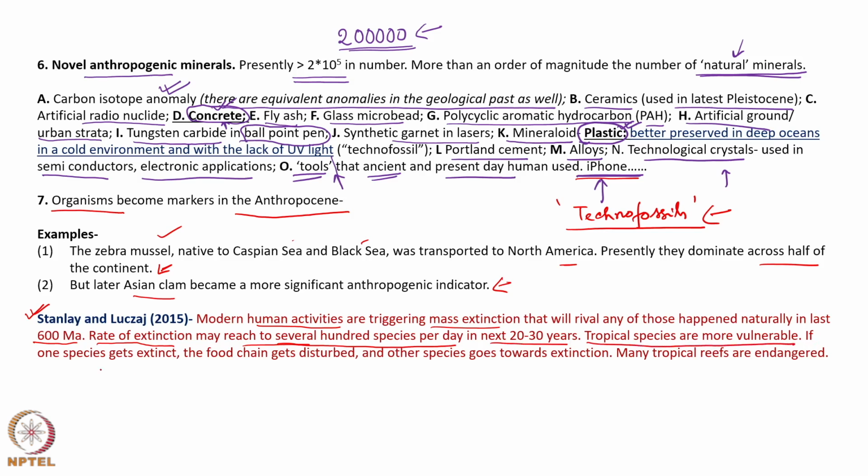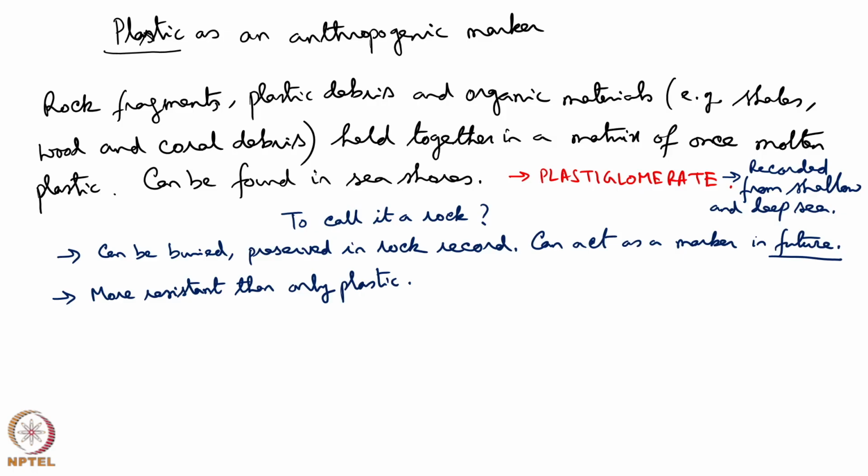If one species gets extinct, then the other species which were dependent on it, either through the food chain or by other means, will also move towards extinction. This is important. So, many tropical reefs at present are endangered due to overfishing and contamination in the sea water. Plastic as an anthropogenic marker, this looks something new to geoscience students, and in the textbooks of stratigraphy this issue might not be available.